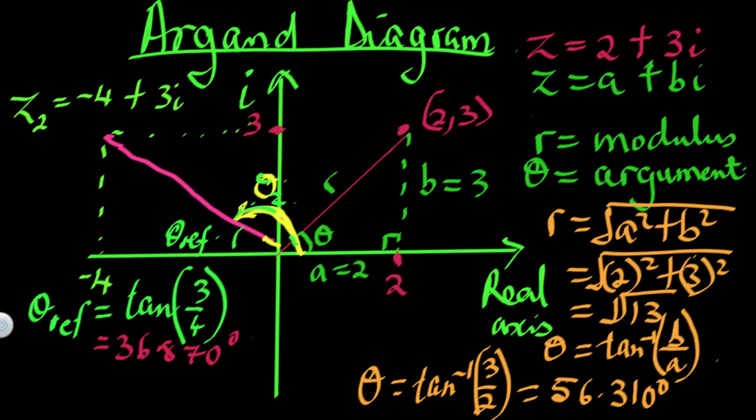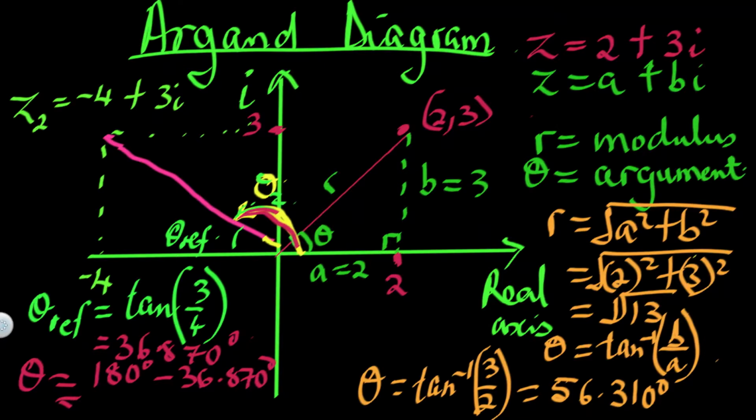But this is not our theta. This is not our argument. Our theta is this angle here, because it is in the second quadrant. The theta is going to be an obtuse angle, which means it is more than 90 degrees, but less than 180 degrees. So our theta itself will be 180 degrees minus this 36.870 degrees. This will be your theta, the argument for this.